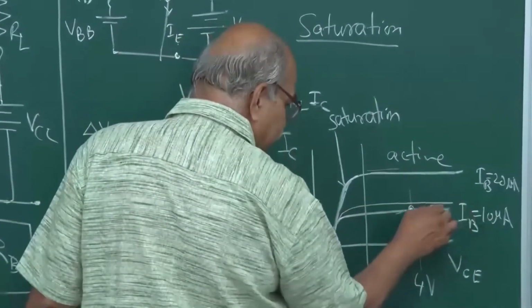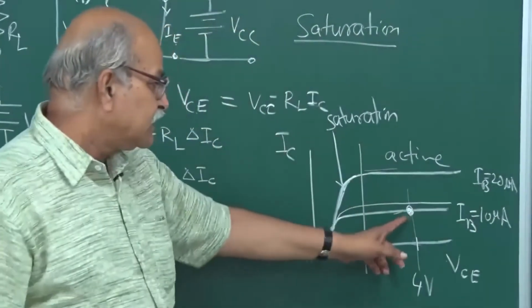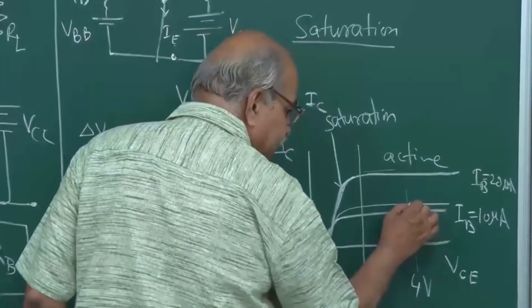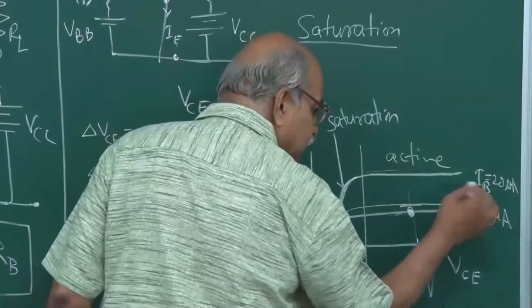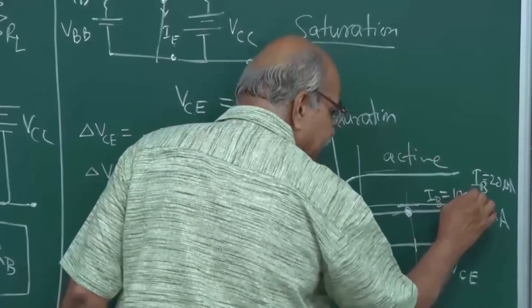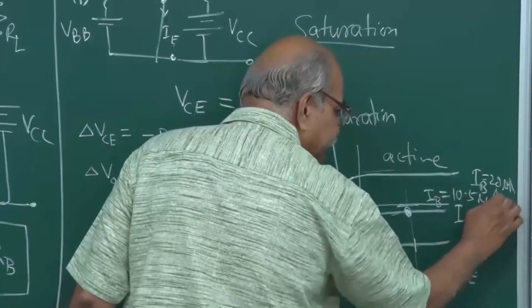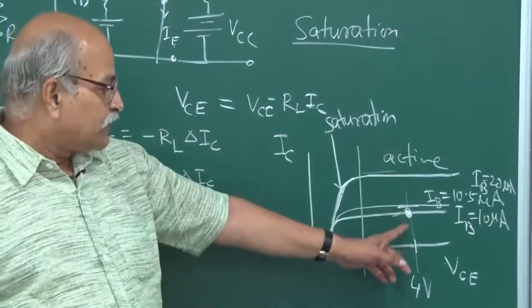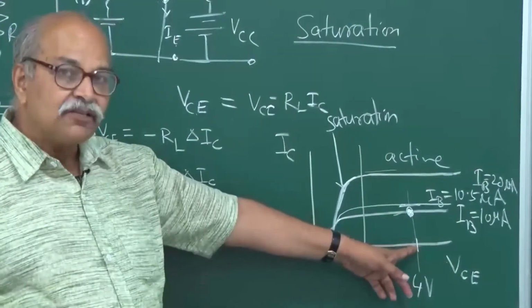Your transistor operation was represented by this point, now it will be represented by a point on this characteristic, which corresponds to IB equal to that changed value, say 10.5 microampere or whatever. Okay. What happens to this VCE? That also changes.